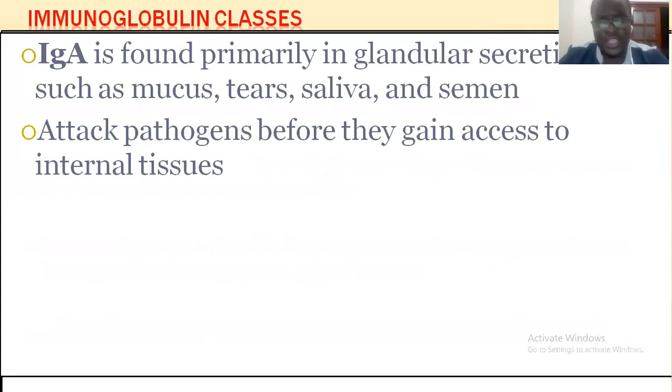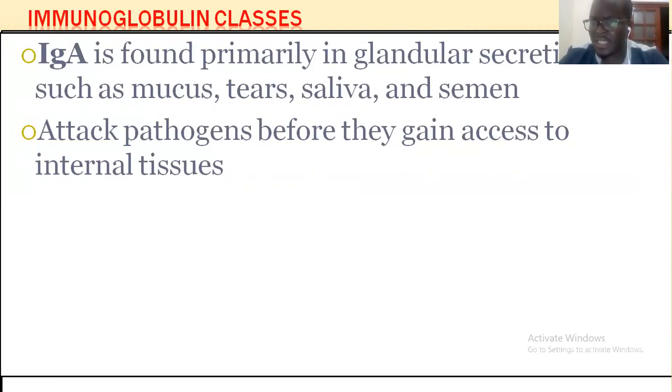Then the last one should be the IgA. The IgA is found primarily in glandular secretions. So the glandular secretions have IgA, like I said, mucous membranes. So you have mucus, tears, saliva, and semen. They will contain a lot of IgA.